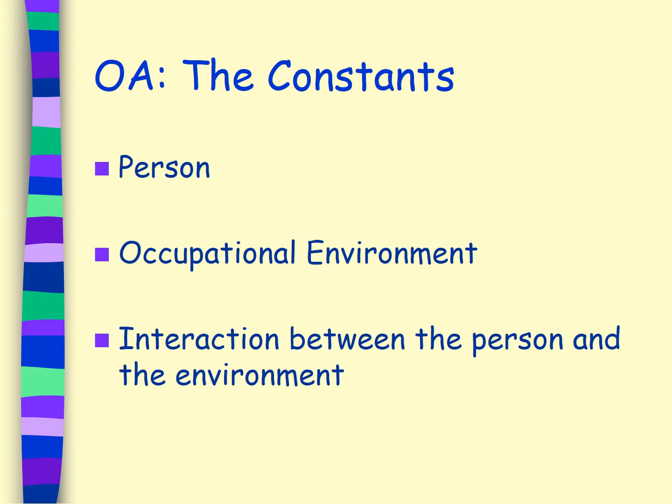So there are three things that are constant in the occupational adaptation model. The first is the person, and on the other side is the environment. The two things that are constant, the two things that are interacting, which I think is an answer in your study guide, are the person and the environment. So again, there's that interaction that occurs between the person and the environment, which is nothing new. You've been getting that in a lot of the other models of practice.